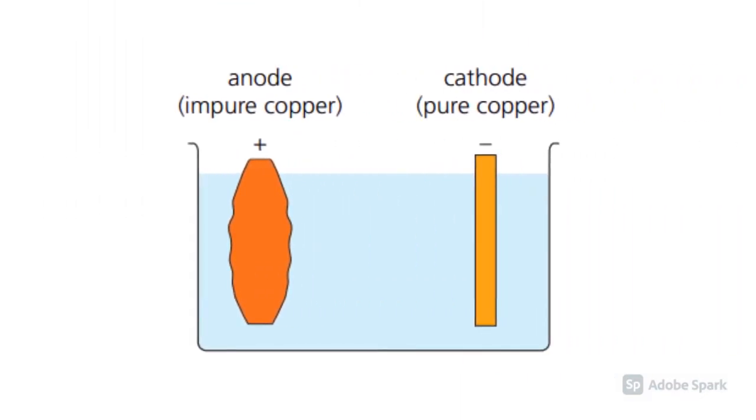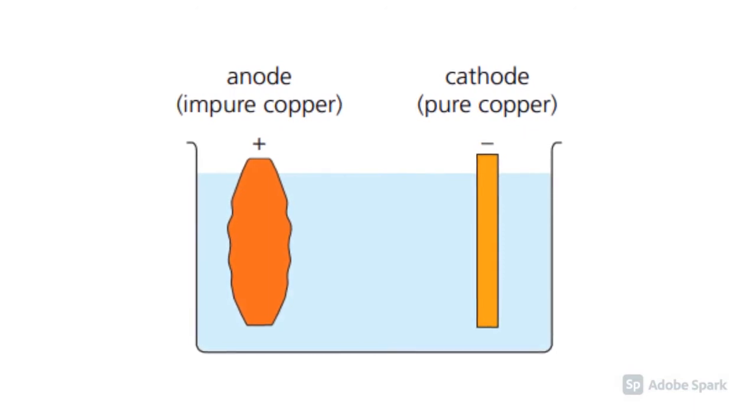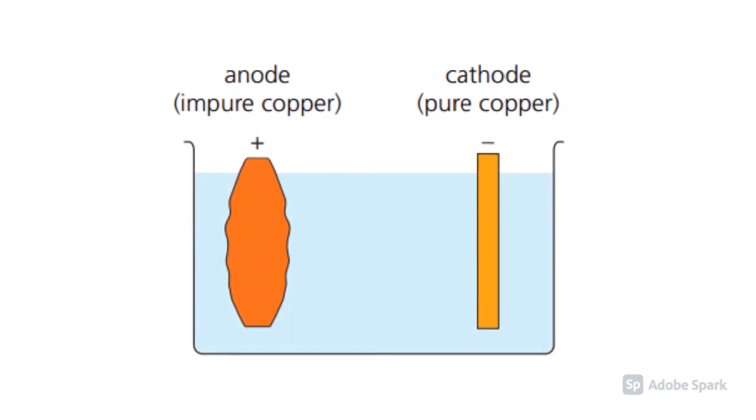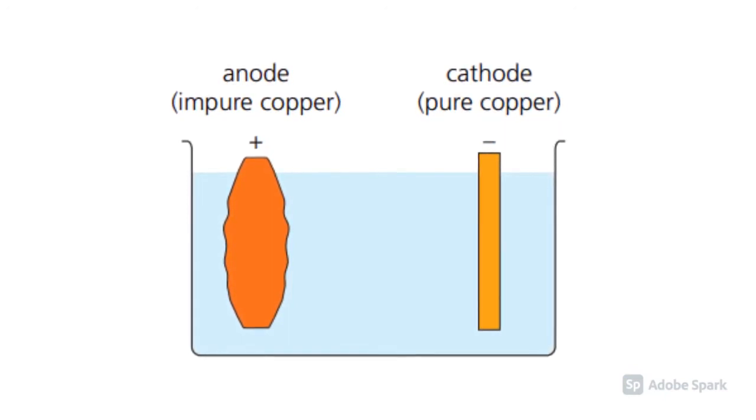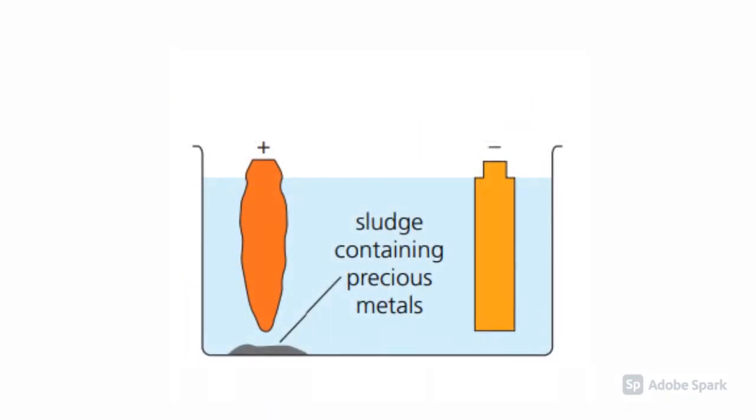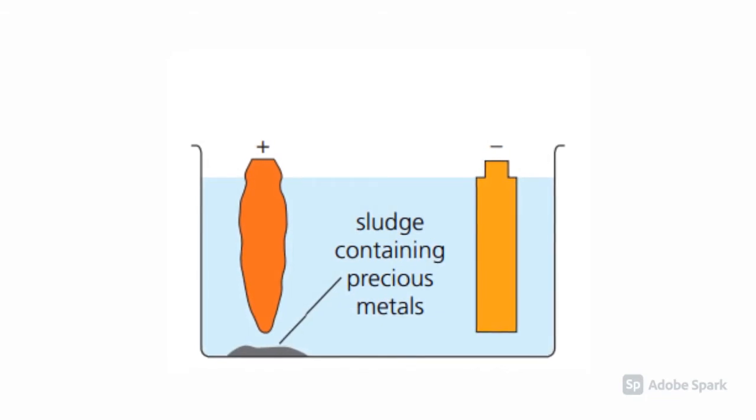Now, the idea that we've just covered leads to two important uses of electrolysis. The first one is refining, which is another word for purifying copper. Here the anode is made of impure copper, and the cathode is pure copper. The electrolyte is dilute copper(II) sulfate solution. When the circuit is switched on, the copper in the anode dissolves, but the impurities don't dissolve. They just drop to the floor of the cell as a sludge.